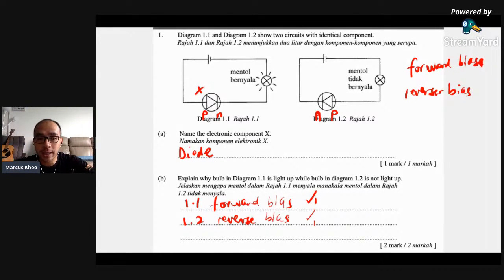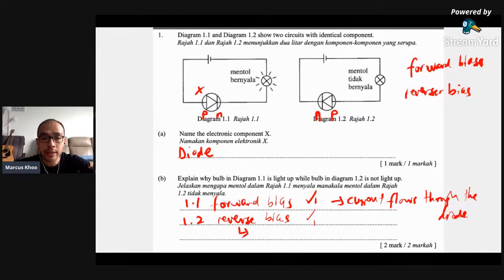If you really want to fill up all 3 lines in this one, then you should just say 1.1 is forward bias, so current flows through the diode. And then 1.2 is reverse bias, so current does not flow through the diode. That one is a really complete answer. But as you know, if you just want the basic answer, you just need to mention that 1.1 is forward bias, 1.2 is reverse bias. That should be enough.